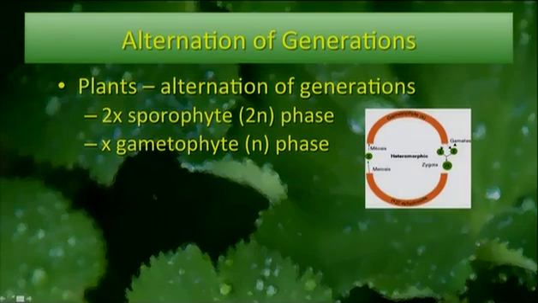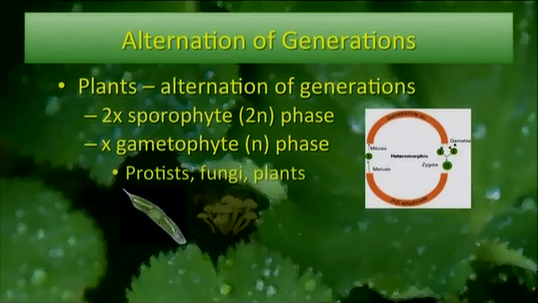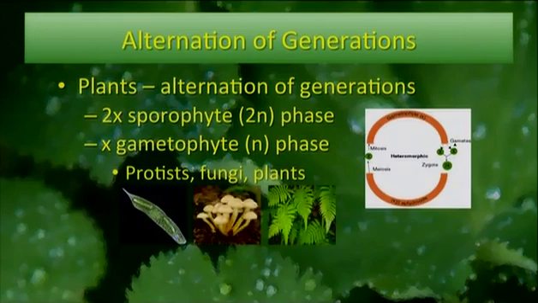Here you have the gametophyte giving rise to gametes that come together to form the zygote. And here you have the adult sporophyte, which undergoes meiosis to produce the spores, and that actually grows into the gametophytes. So the cycle repeats. So in plants you have alternation of generations. Also in some protists and in fungi, alternation of generations happens.